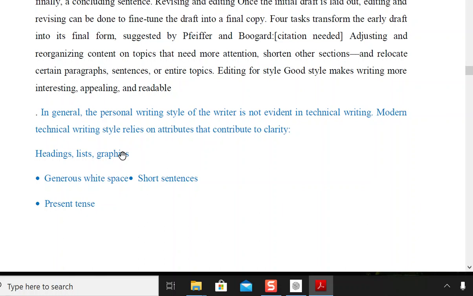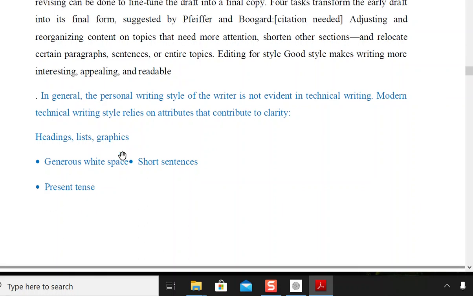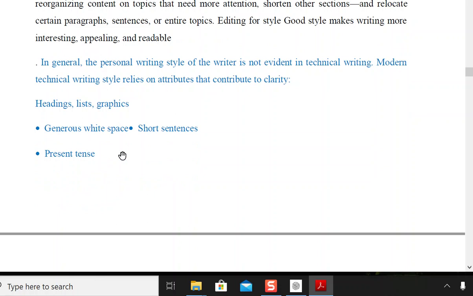Here are some other credentials about the technical writers, that is, how technical writers can bring clarity into their style and make communication easier for their audience. They have to use the following things, or they can use the following things more precisely.